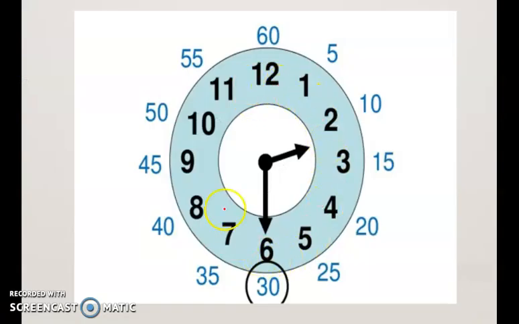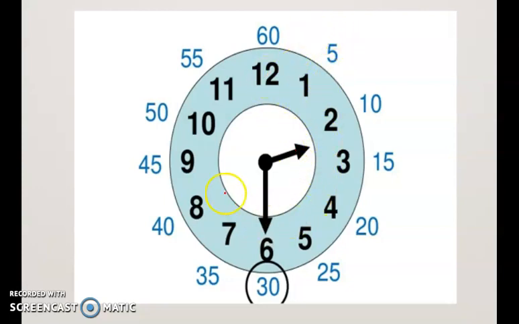As you can see, this is also an analog clock. It starts from 1 to 12 and it has two hands. The smaller one is the hour hand and this one is the minute hand. But what are the numbers that are written above? These numbers basically tell you about the minutes.